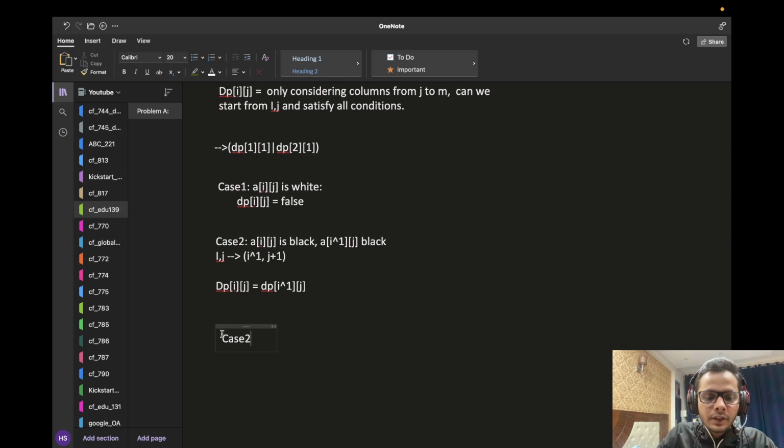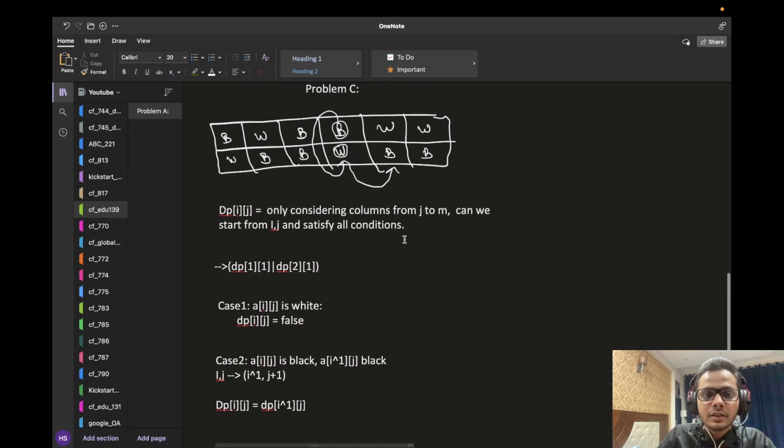And case 3 is when a[i][j] is black but a[i+1][j] is white, right? So a[i][j] black, a[i+1][j] white. Now in this case, if we look here, okay, so let's say that this was black. Now we are at a case where a[i][j] is black but a[i+1][j] is white.